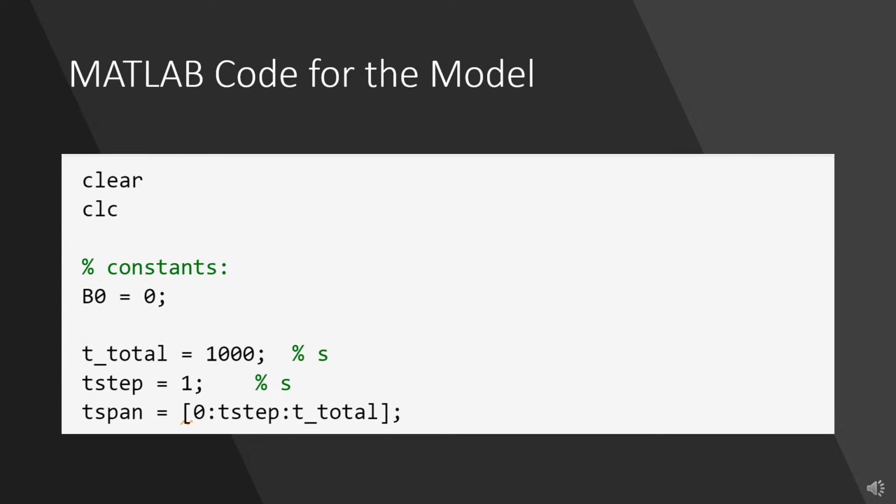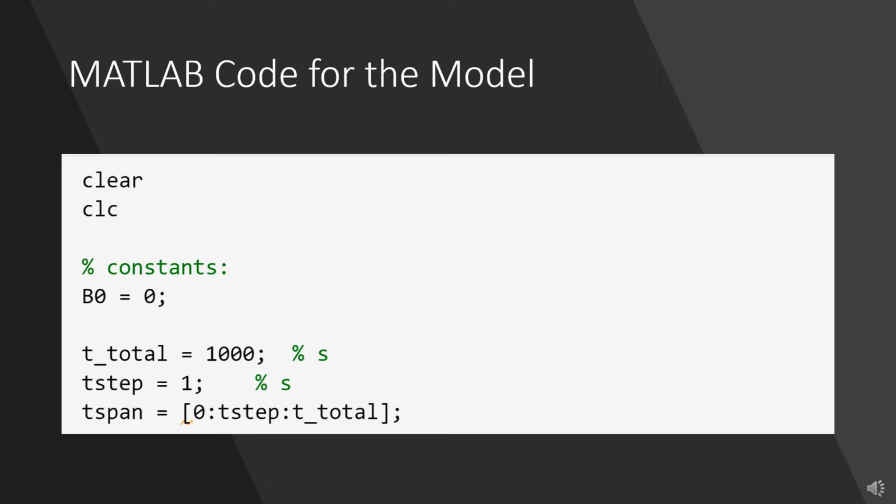Now on to the MATLAB code for this model based on the equations we have previously established. In this first segment of code, we do the following things. We begin by clearing both the command window and the workspace. We then begin to establish our constants. Here we say that B0 is equal to 0. This establishes the initial concentration of the benzene in the water as 0 grams per liter.